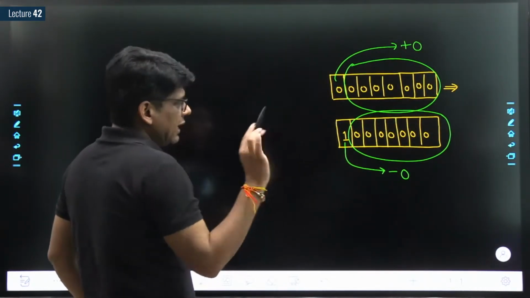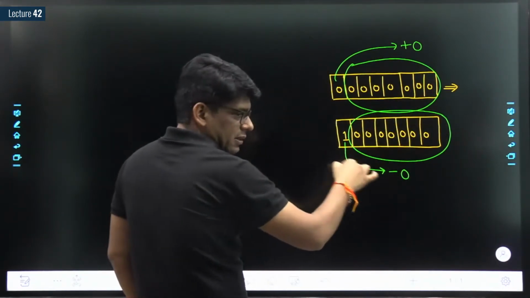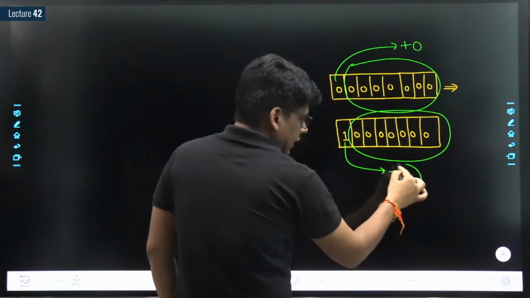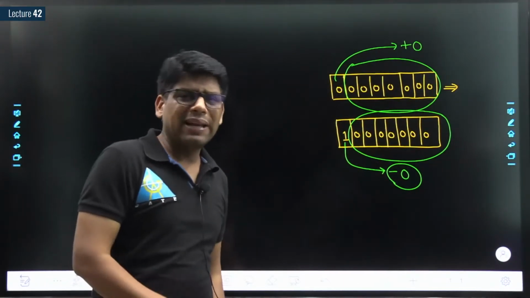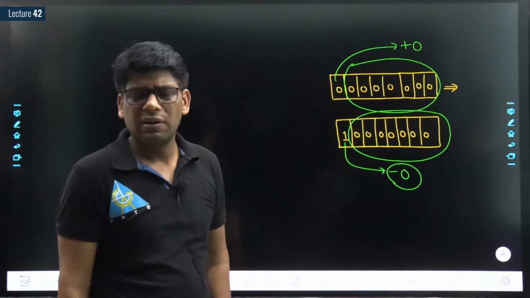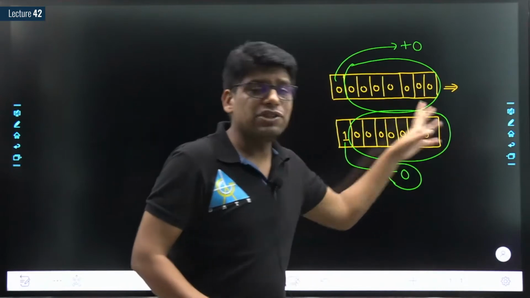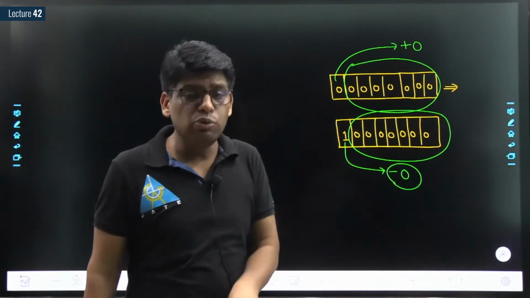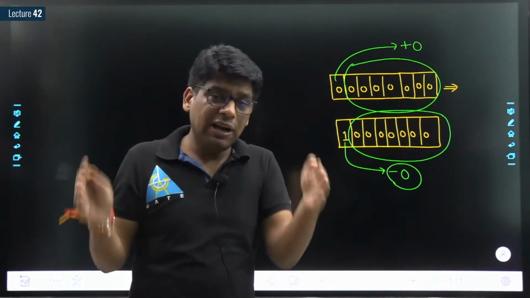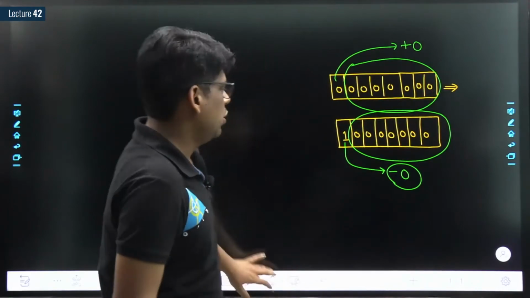Second point. Because this number representation can represent minus 0, do we need minus 0 in any number system? No. That means we are wasting one such combination of possible values that can be generated with 8 bits. Try to understand.